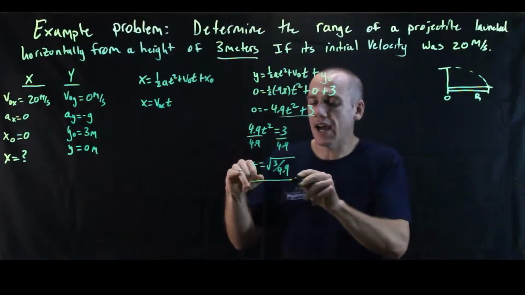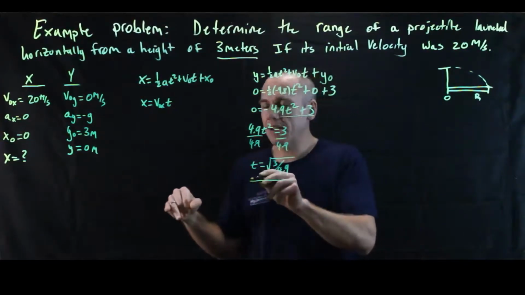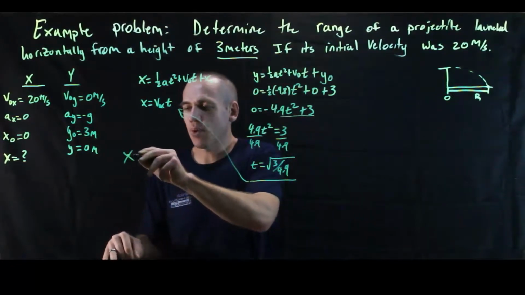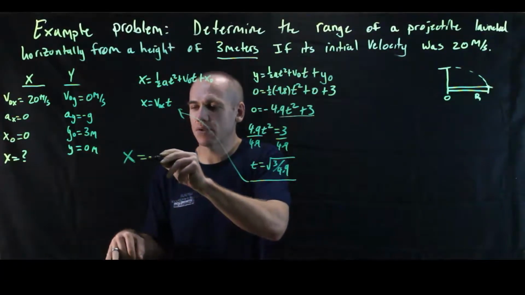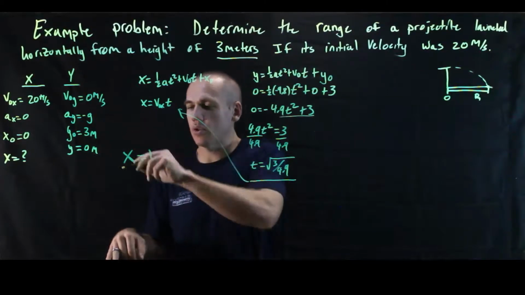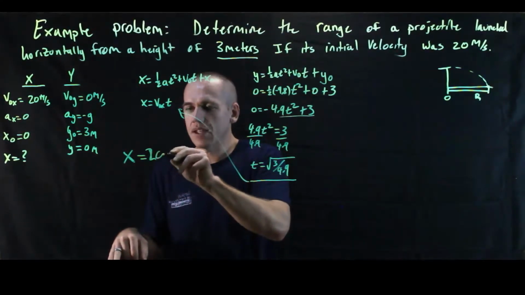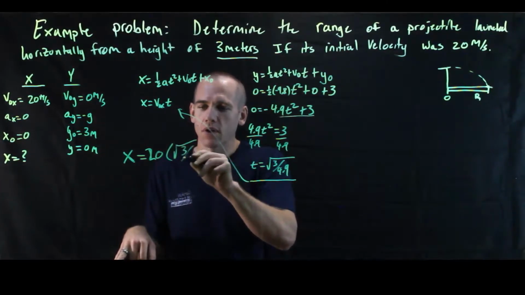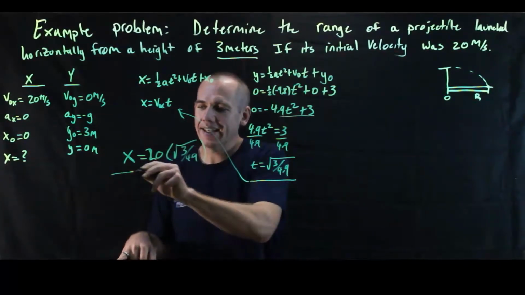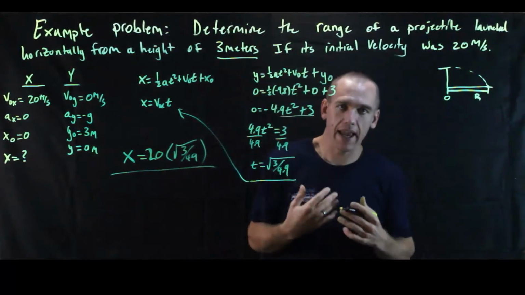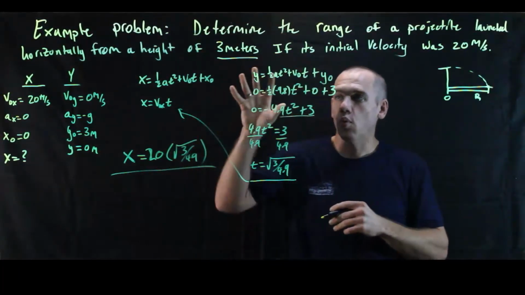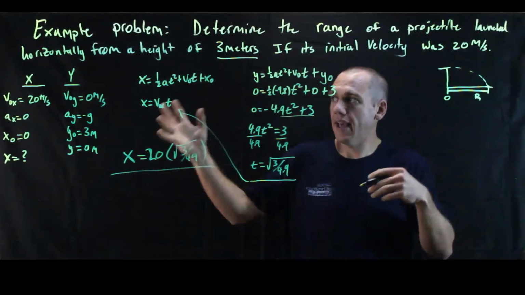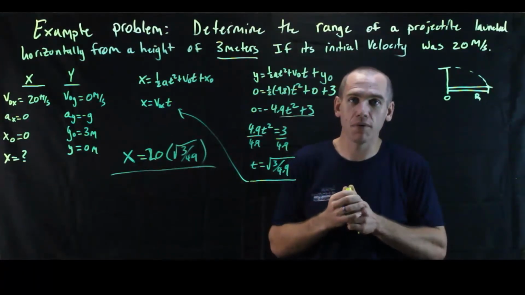So now I have time, and I can take time and I can plug it into this equation, and so I get the position that's ranged where it lands in x is equal to its initial velocity in x, which we know is 20, times the square root of 3 over 4.9. And that gets me its final position in x. So I use the y direction to figure out how long it had to fall, and then I use that time in the x direction to figure out how far it moved in that time.